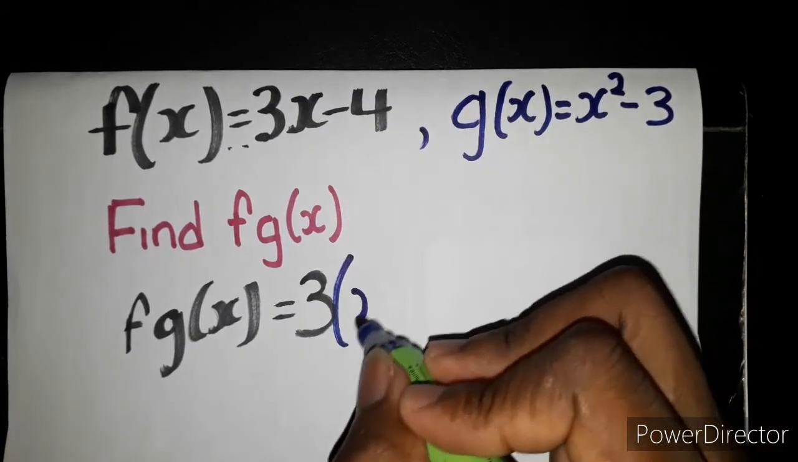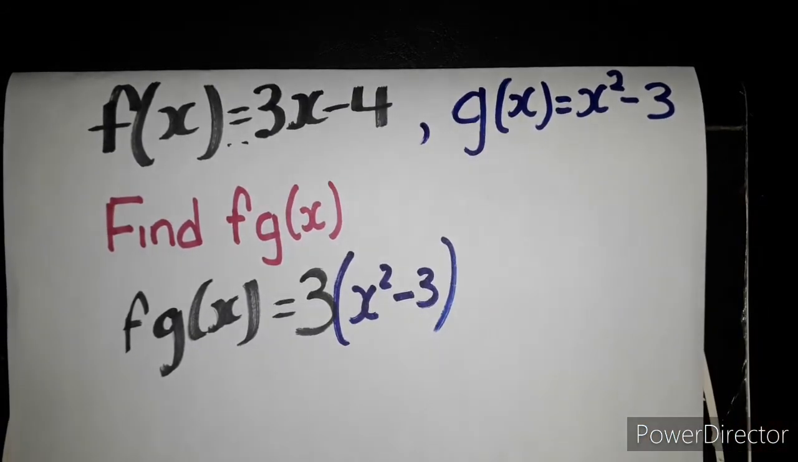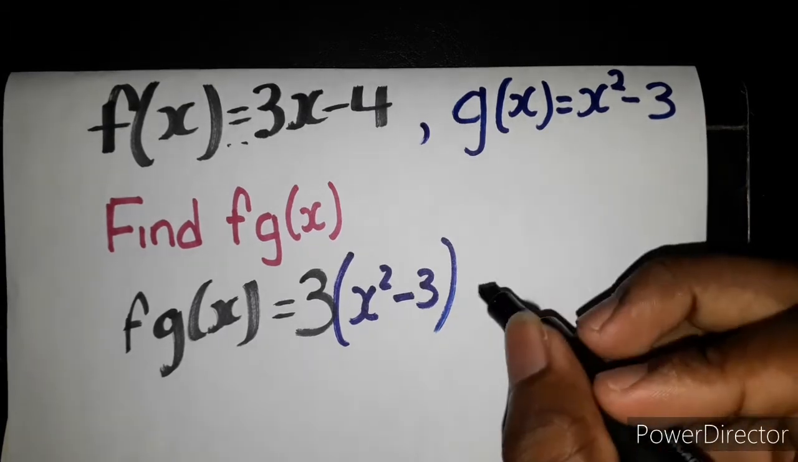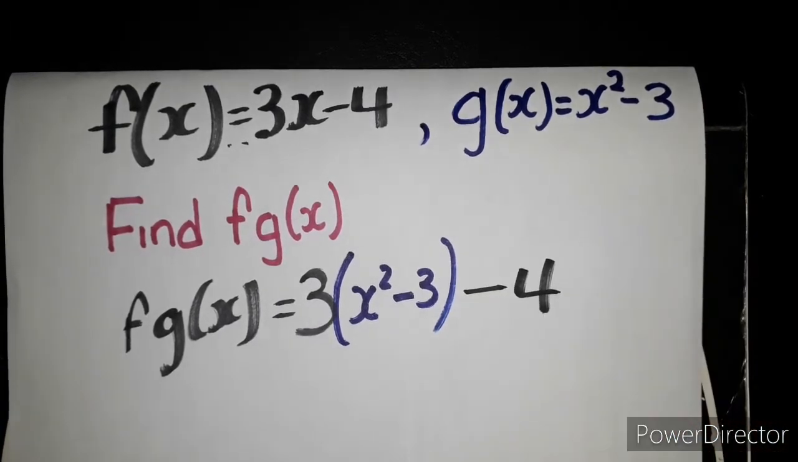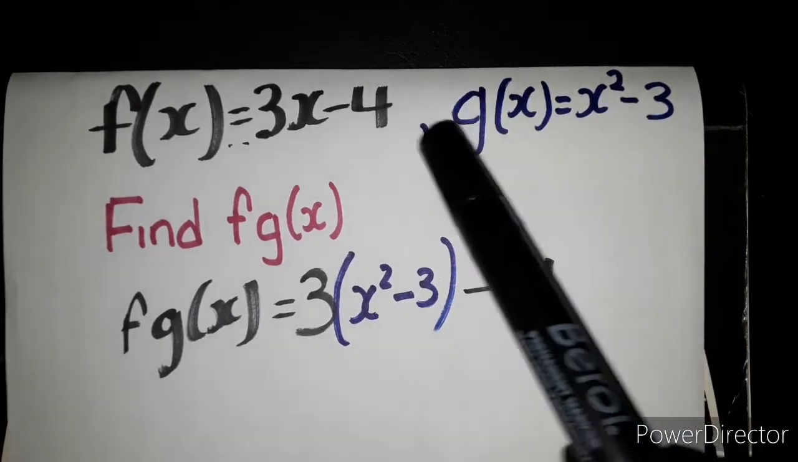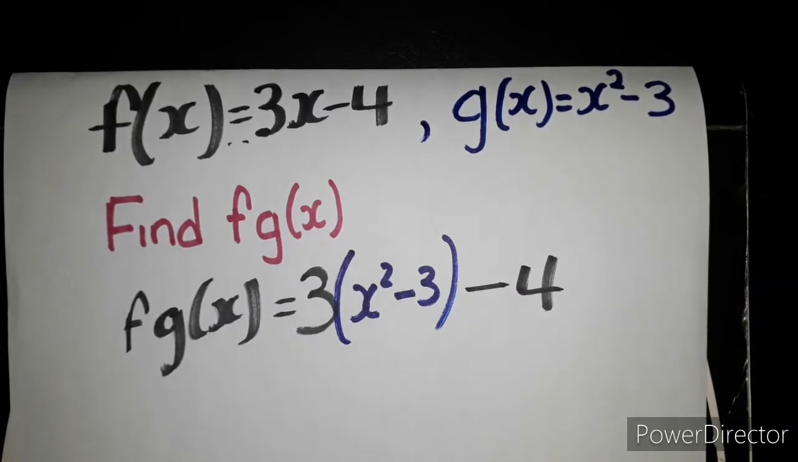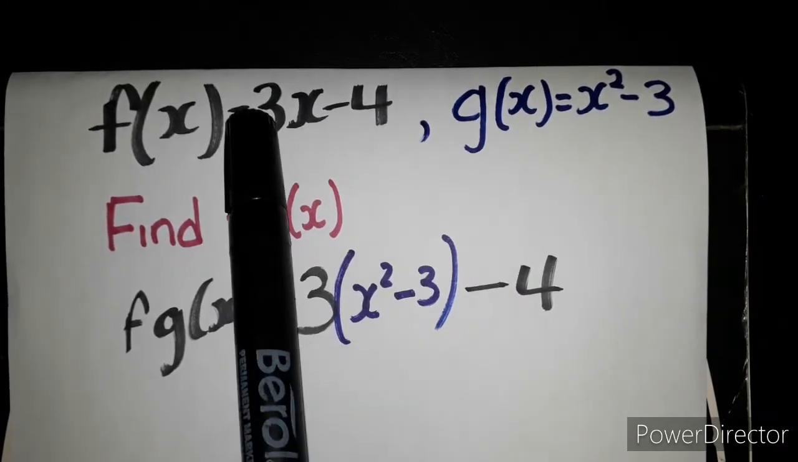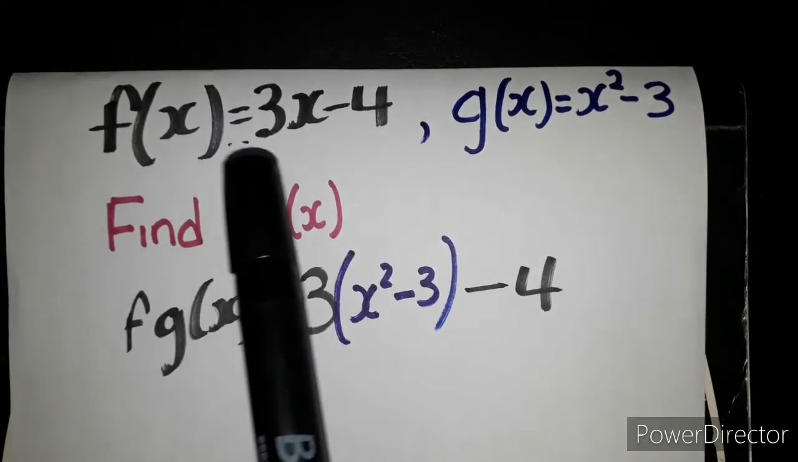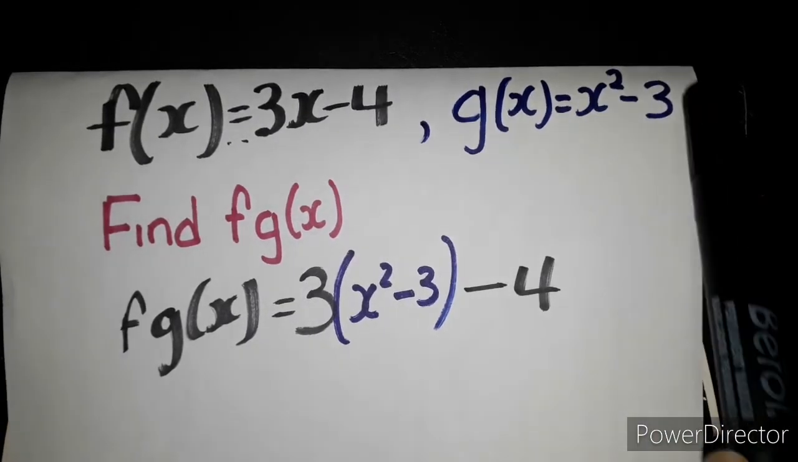x squared minus 2, subtract 4. So you see what we did there? We placed everything for g of x inside of f of x. That is how we combine the functions. Wherever you see x inside of this equation, which is here, you're replacing this x and you're putting everything that was in here.